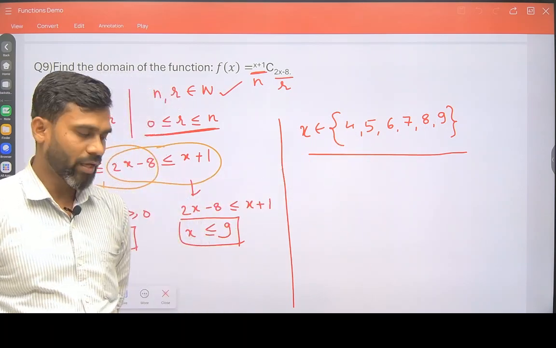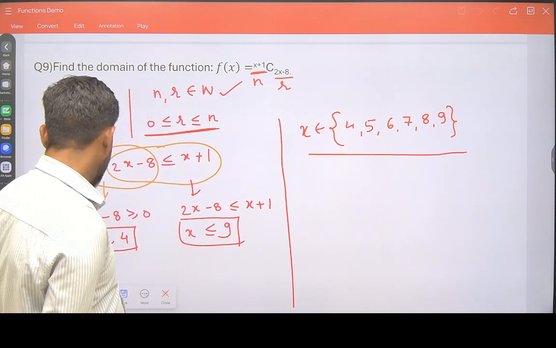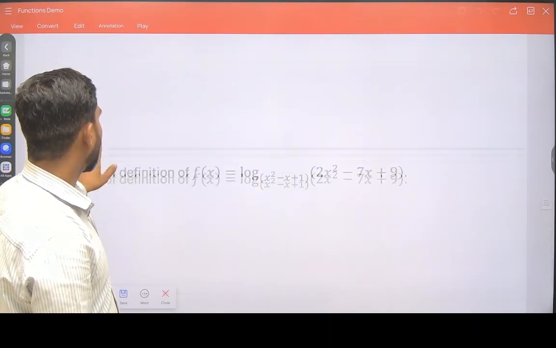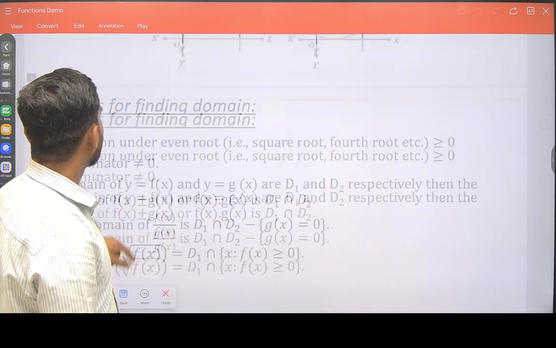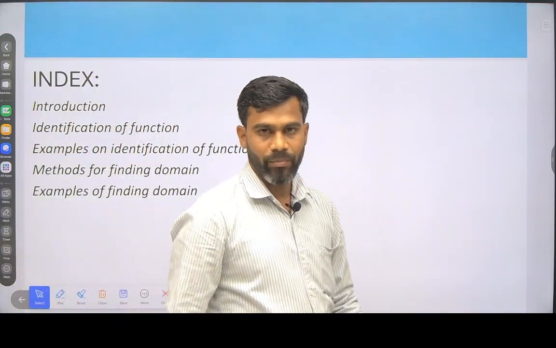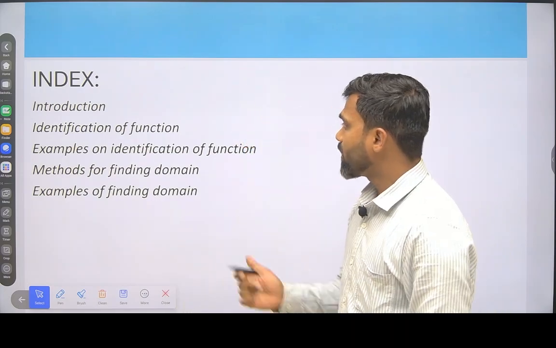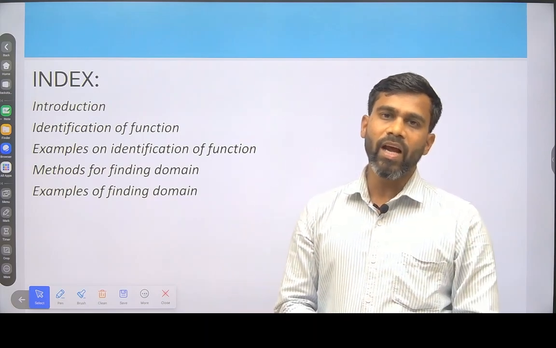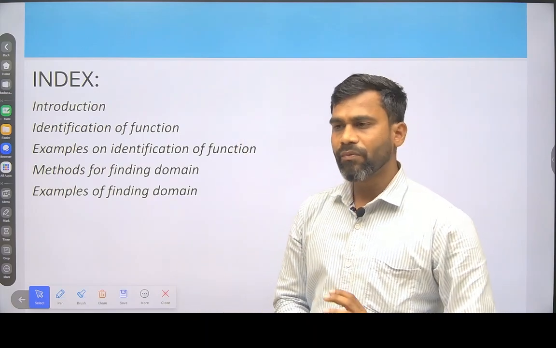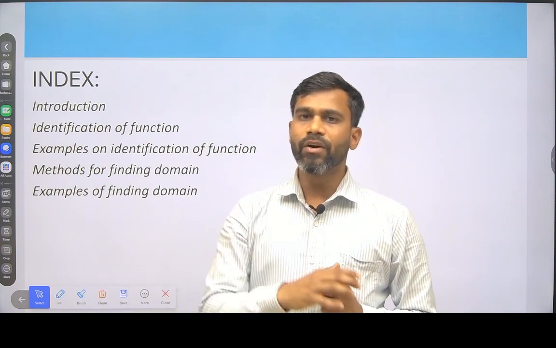I hope you enjoyed the session. Let me revise quickly what we have covered so far. First of all, we have seen the definition of the function, right? That was the introduction part. What is function? How can we differentiate function and relation, right? And secondly, we have checked how can we identify the function. There were two methods, right? We discussed today. The first one using mapping diagram, and the second one was using the vertical line test.